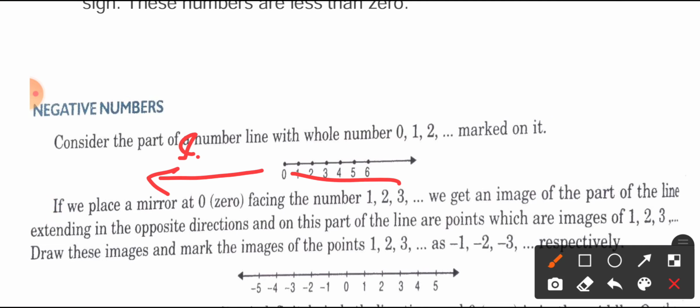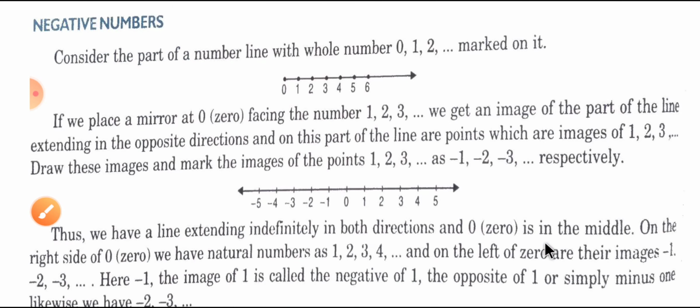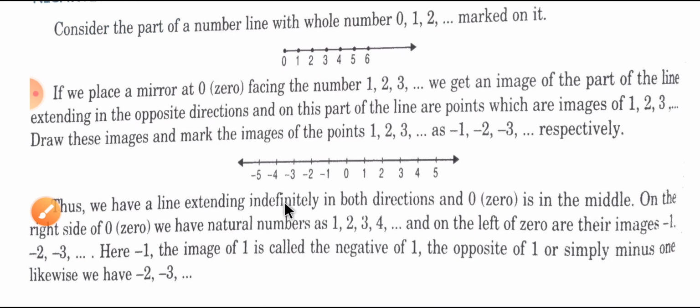So draw this image on this side and mark the images of point 1 as -1, 2 as -2, then -3. On the left side you have to mark them as negative respectively. So thus we have a line extending indefinitely in both directions. We can see that this is a line, which does not have any end point. So we can extend it indefinitely in both directions, and 0 is the middle.